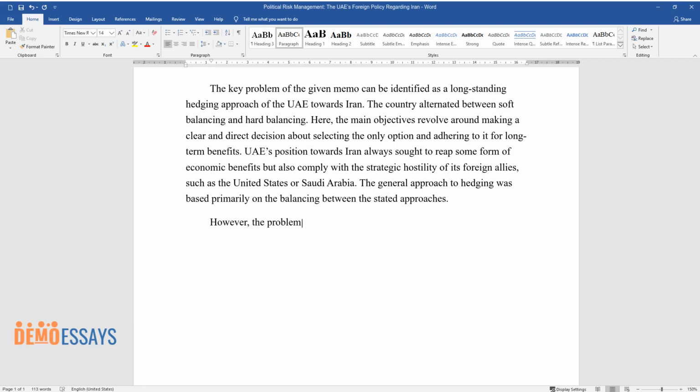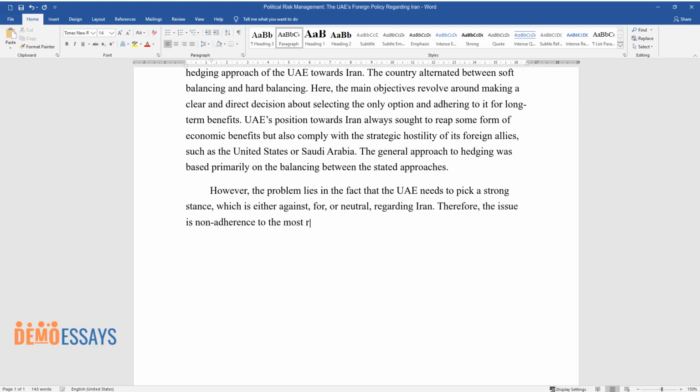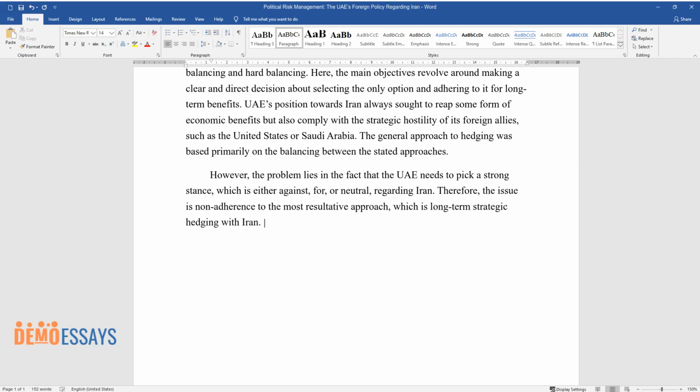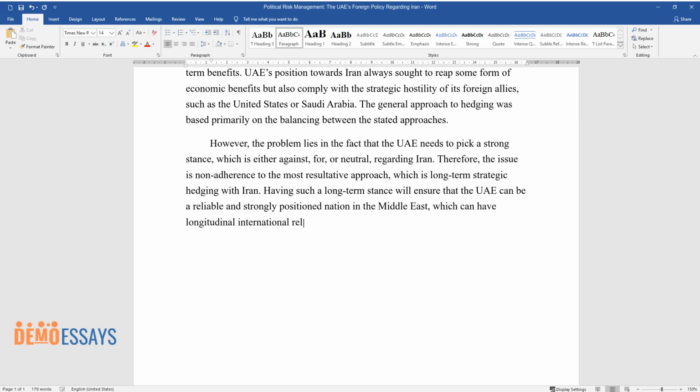However, the problem lies in the fact that the UAE needs to pick a strong stance, which is either against, for, or neutral, regarding Iran. Therefore, the issue is non-adherence to the most resultative approach, which is long-term strategic hedging with Iran. Having such a long-term stance will ensure that the UAE can be a reliable and strongly positioned nation in the Middle East, which can have longitudinal international relations with its key economic and strategic allies.